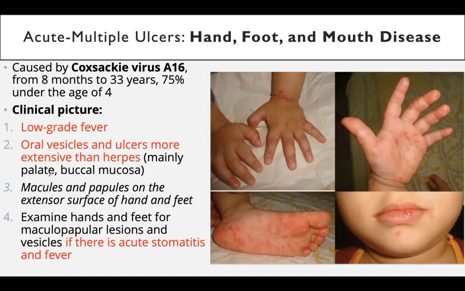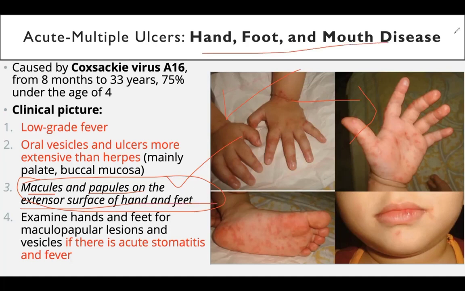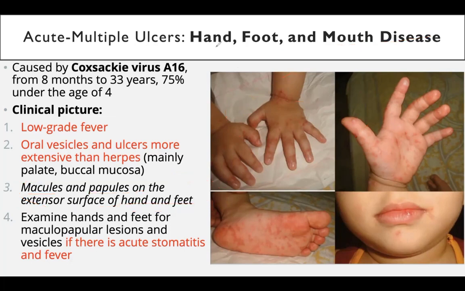So the italicized text, I have written it, means the progression of the rash, basically how the rash starts, how it progresses. So how the rash starts here is macules and papules on the extensor surface of hand and feet, which is the distinguishing feature of hand, foot, and mouth disease. Perfect. This should be a revision class. Okay. Examine hands and feet for maculopapular lesions, macules and papules, and vesicles if there is acute stomatitis and fever.